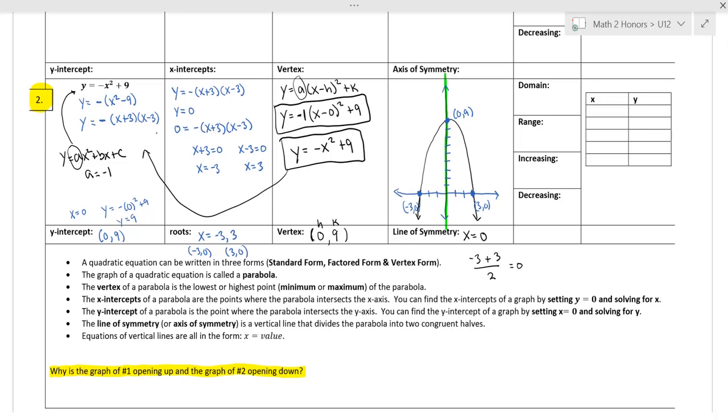Okay, the domain is how many, from what x value to what x value is this going to be represented. And on the graph, it's going to go from -infinity to +infinity. So all real numbers.